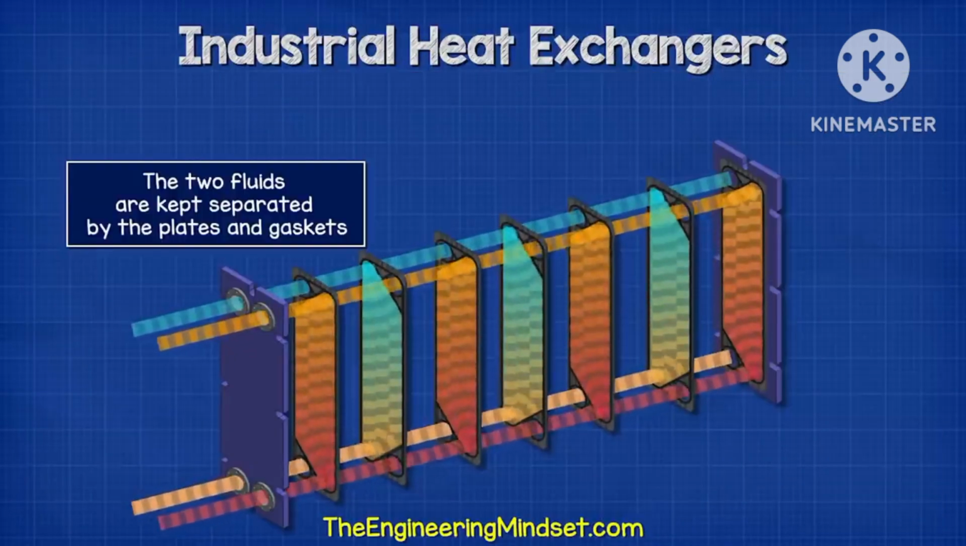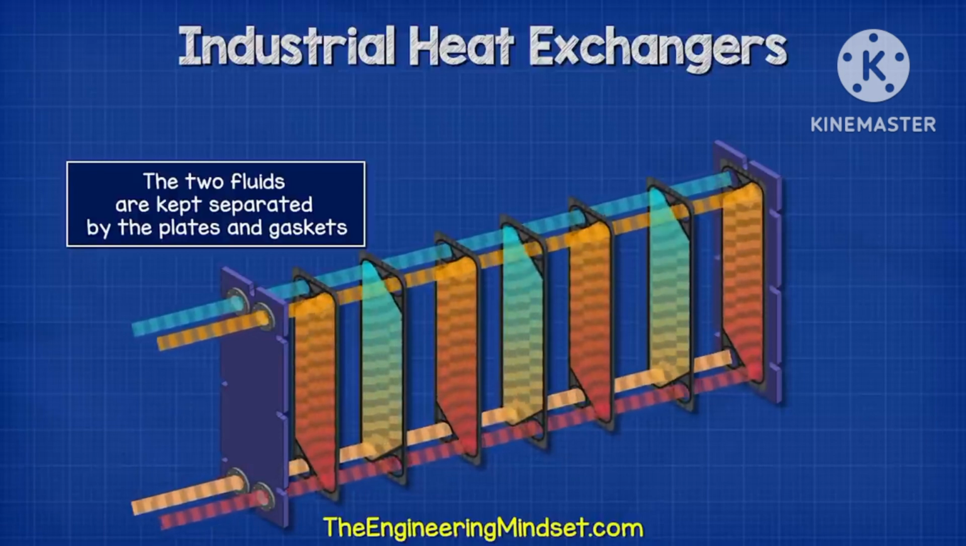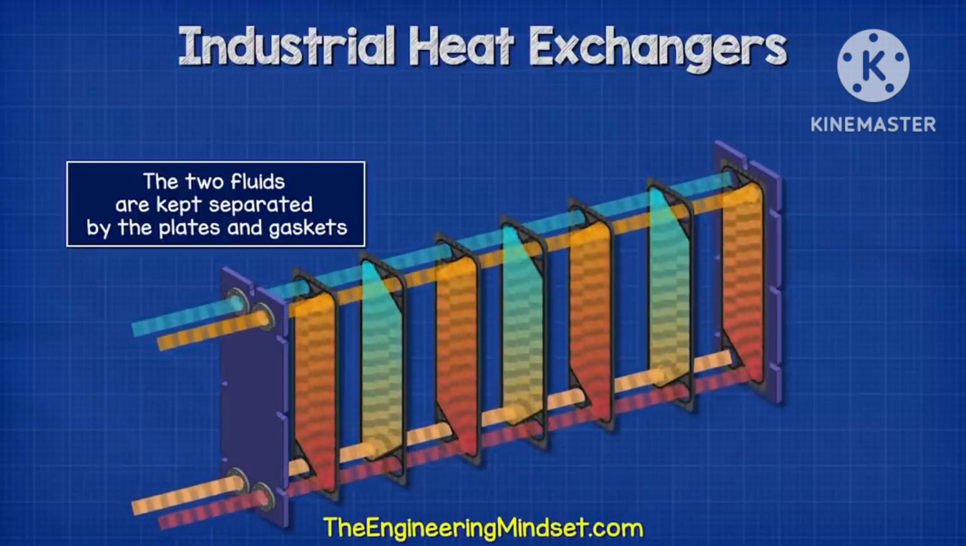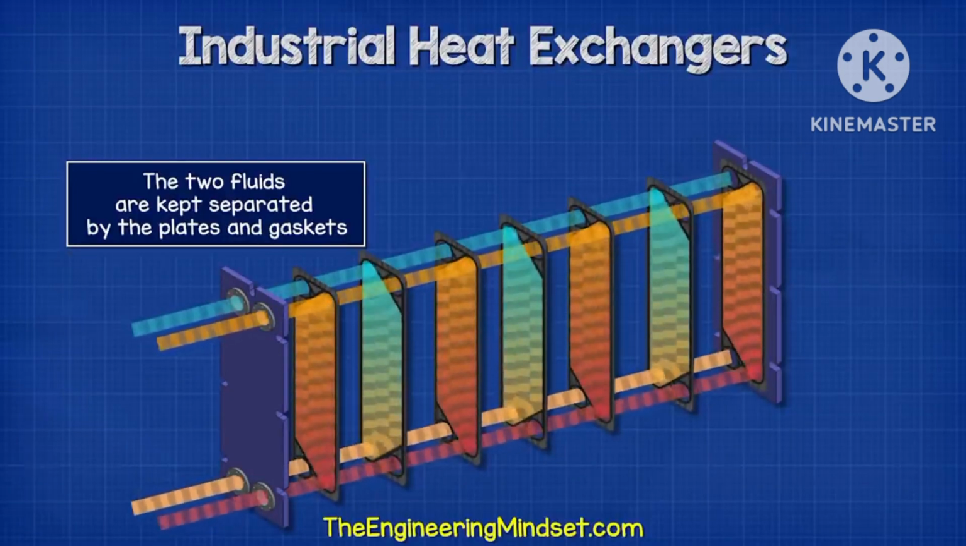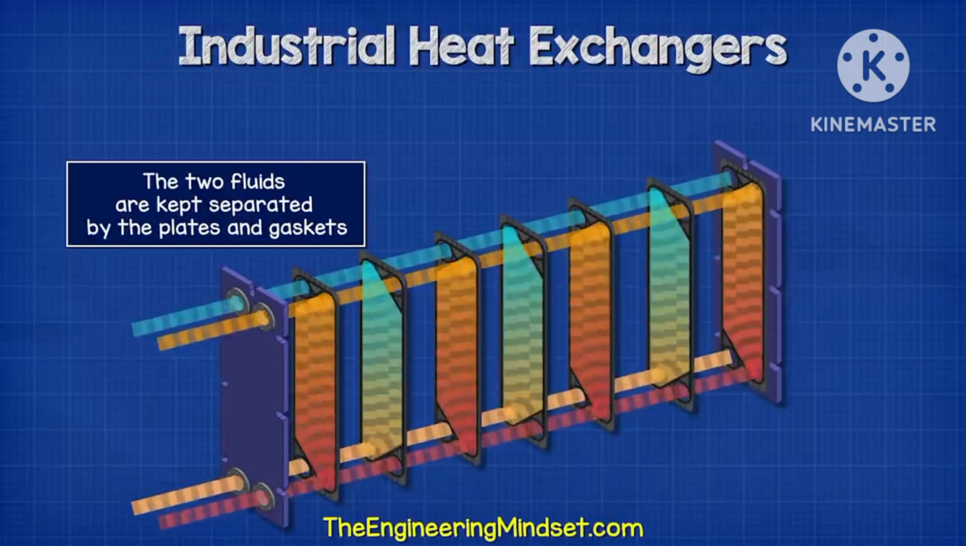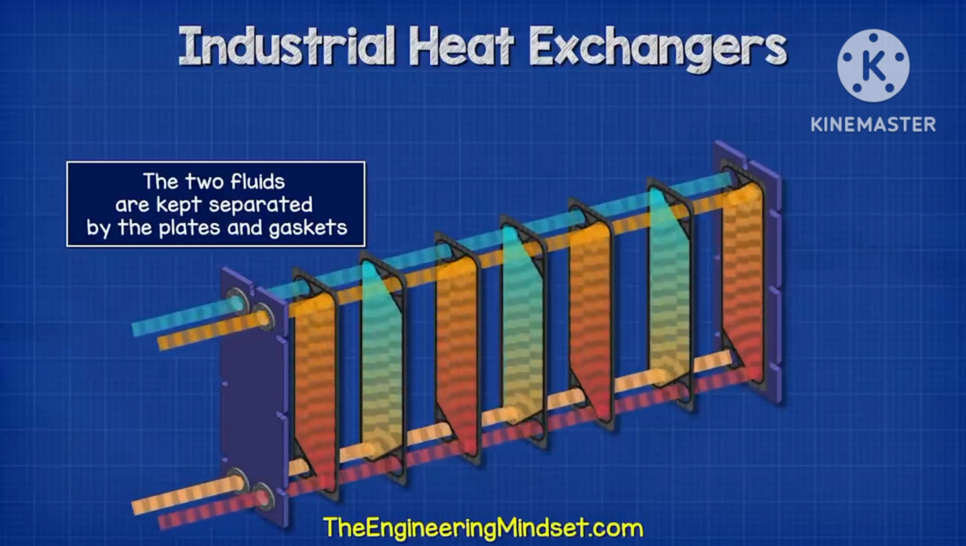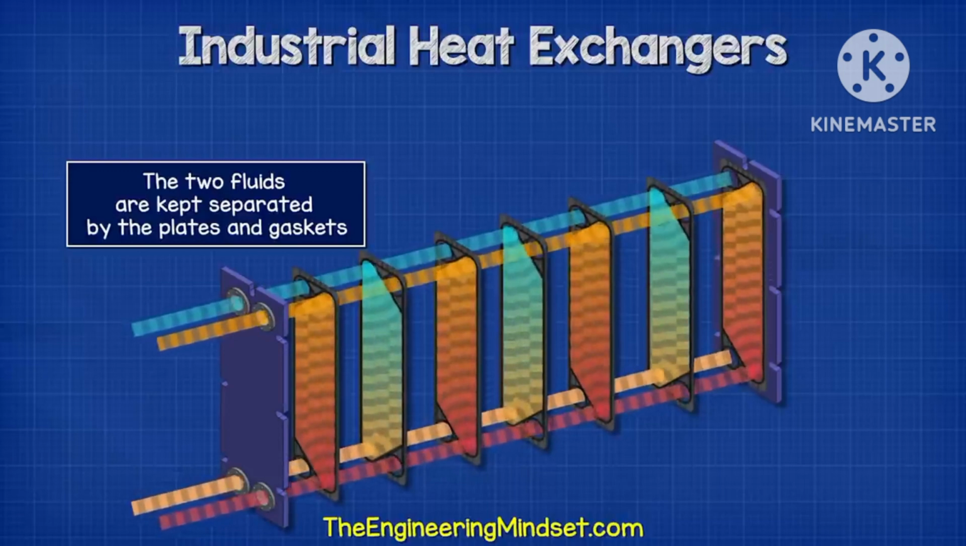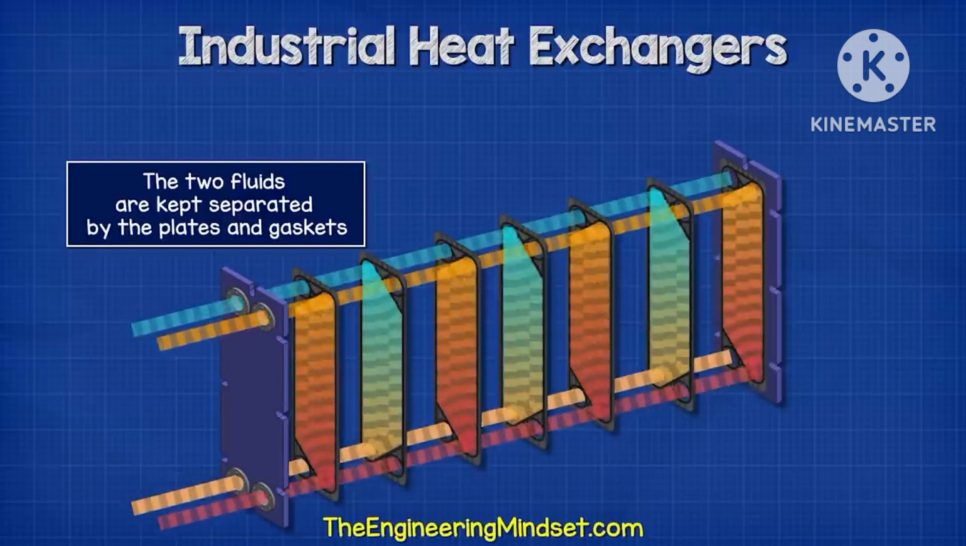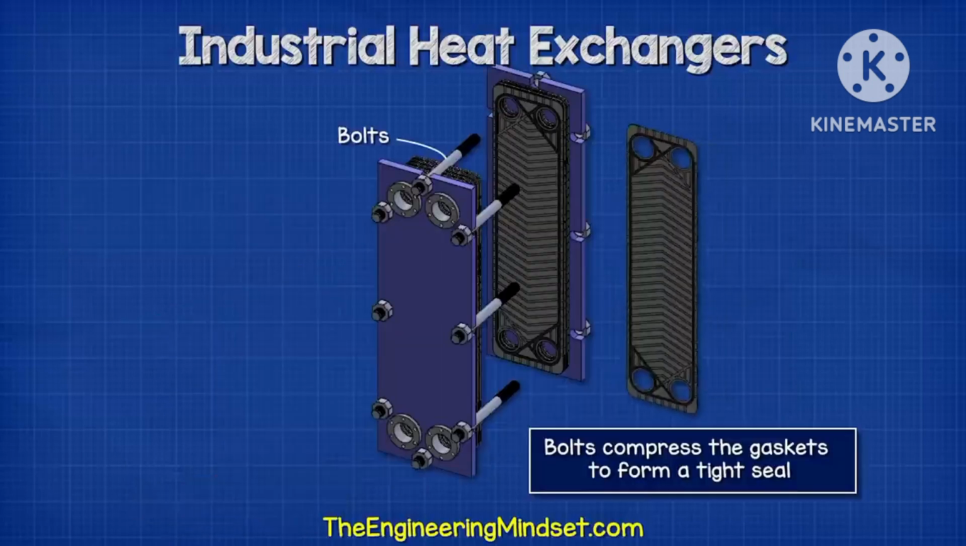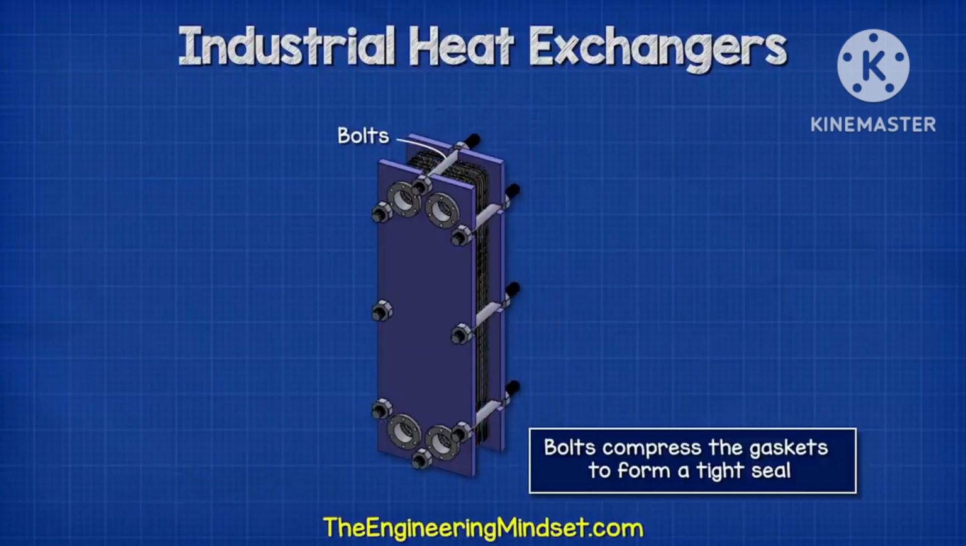On each plate, the gasket will block 2 of the 4 ports, meaning only one fluid can enter and exit. The next plate will allow the second fluid to pass. This alternates throughout the heat exchanger and keeps the 2 fluids completely separated. Only the thermal energy will flow through the sheets. The entire unit is held together with some long bolts, which compress the gaskets to form a very tight seal.